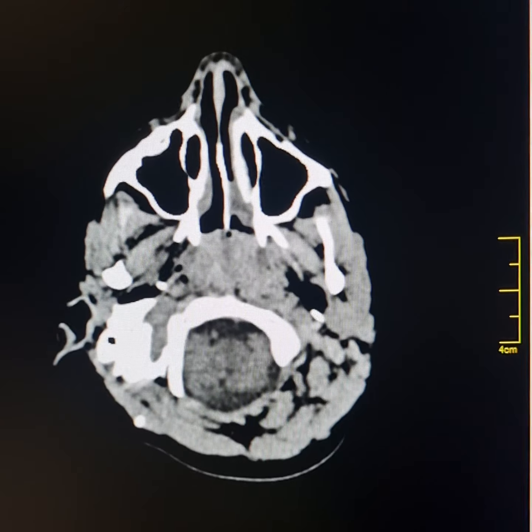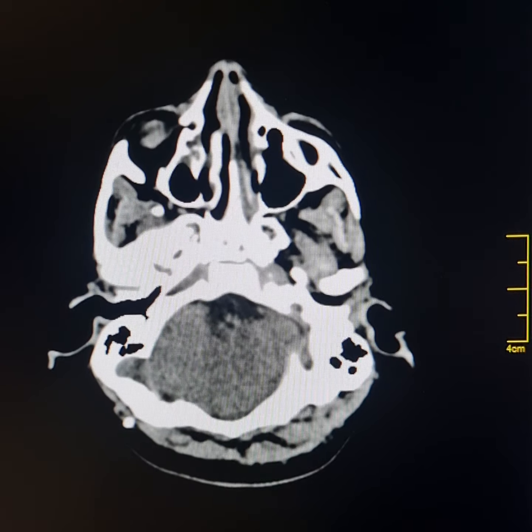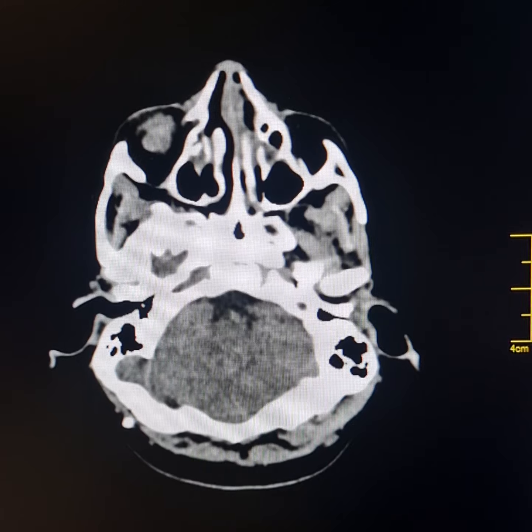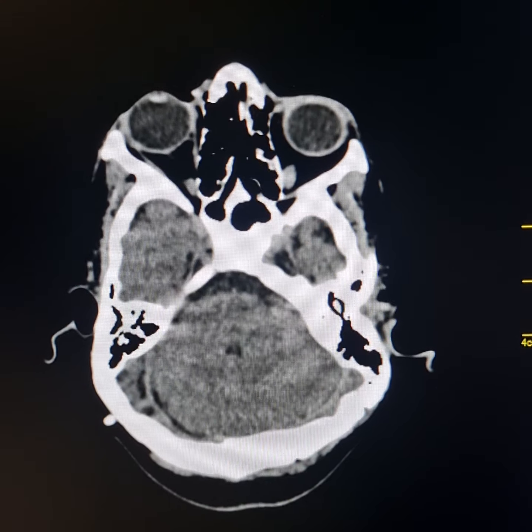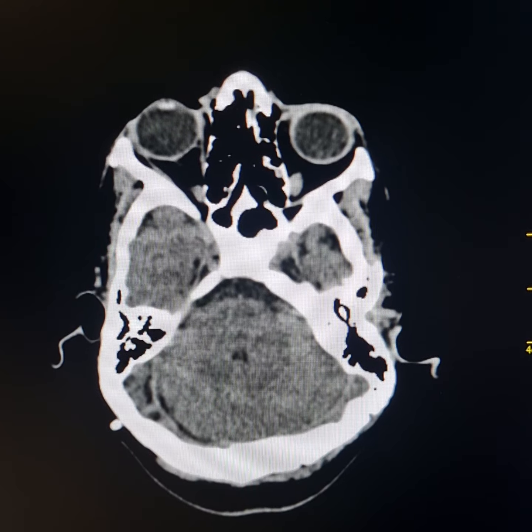Plain CT scan of a 10 years old male child. The patient is a known case of aqueduct stenosis and obstructive hydrocephalus. VP shunt was placed approximately 9 years ago.